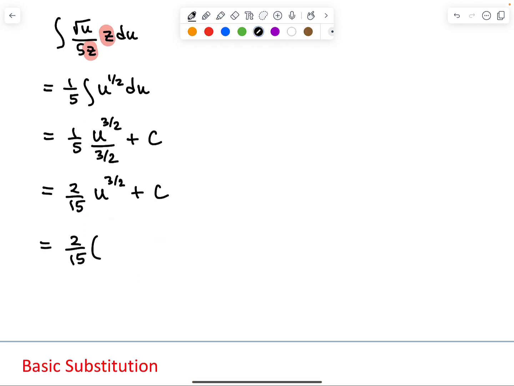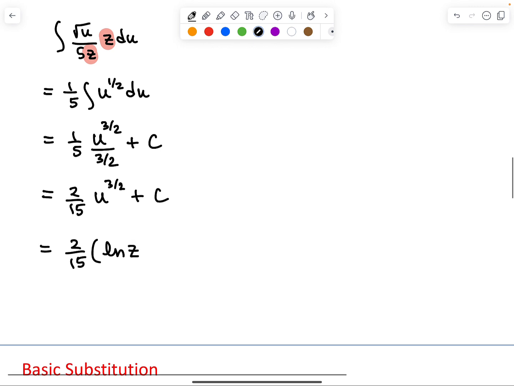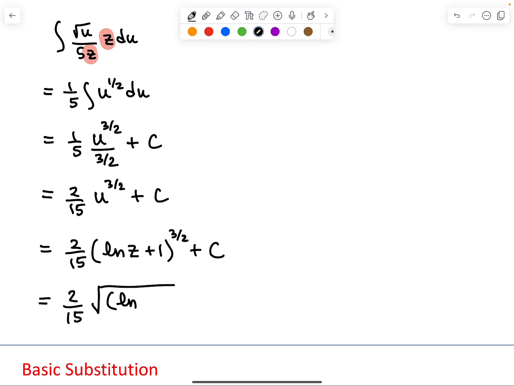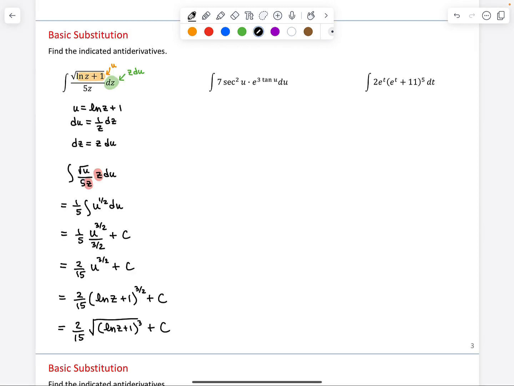The u is converted back to natural log of z plus 1, and that's being raised to the 3/2. And if you want, you can convert the power back to a radical notation. The 3/2 power means we're doing the square root of the natural log of z plus 1, and that's being cubed. And we are done. I leave it to you to confirm that if you differentiate this, and don't forget you would need to use the chain rule, that the end result would be the original integrand.